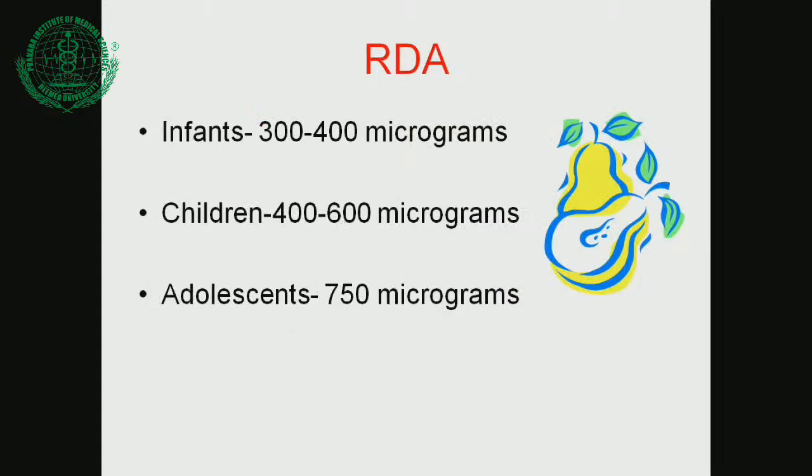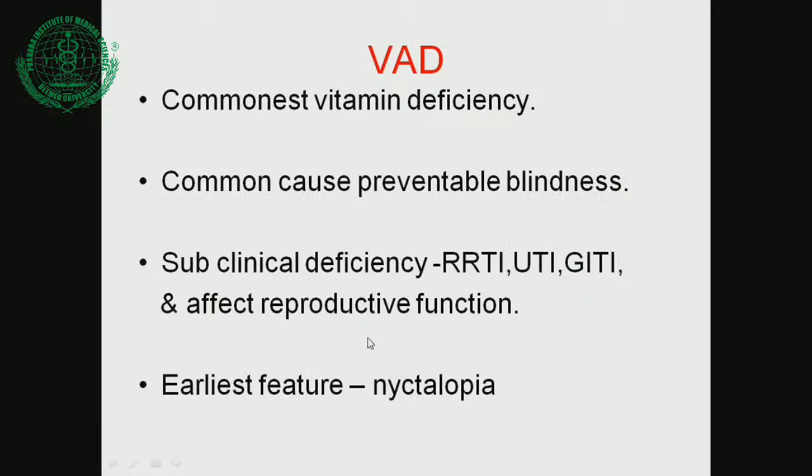Okay. Now RDA is very important. You must know a few RDAs, at least vitamin A and vitamin D. What are the recommended daily amounts? It is very easy to remember: 300 to 400 micrograms for infants, children 400 to 600, adolescents 750. So around 300 to 800 is the requirement of vitamin A. Okay.